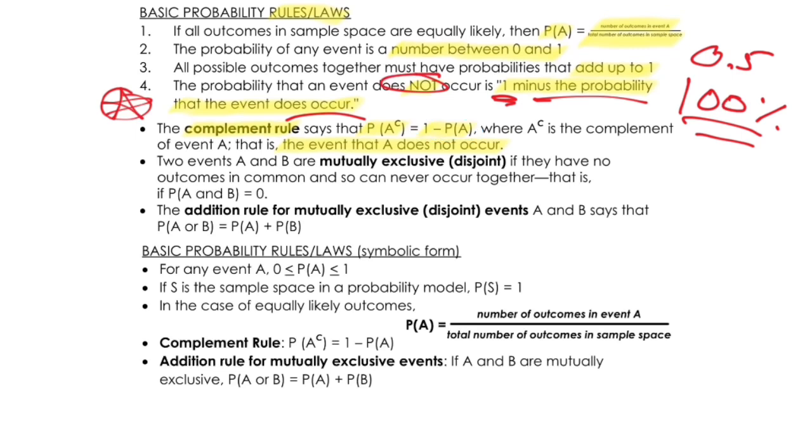Second bullet point, 2 events A and B are considered mutually exclusive if they have no outcomes in common and so can never occur together. That is, the probability of A and B equals 0. Throw the word intersection right next to that. That's what we're talking about. If 2 events are mutually exclusive, they have no intersection, they have no overlap.